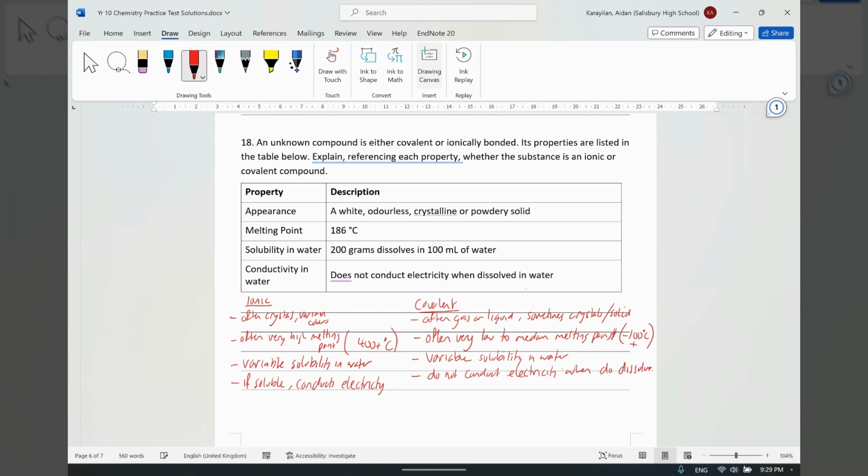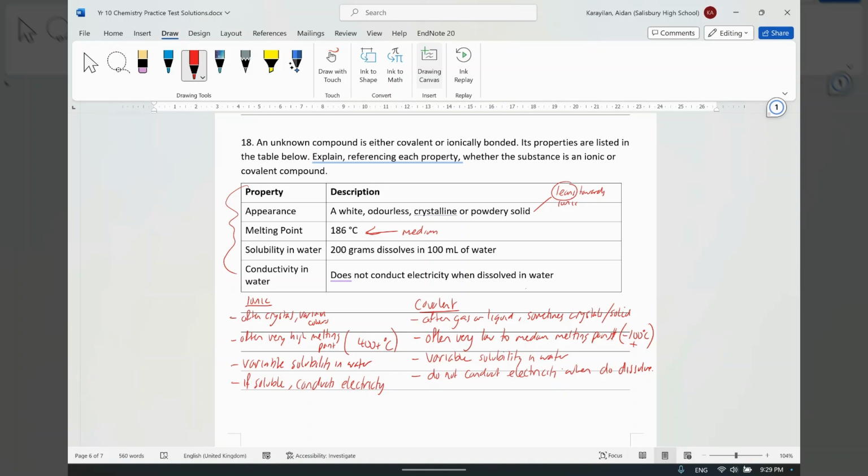So what we need to do is build up a bit of a picture and work out which one of these properties of our substance tells us the most information. So first of all, with regards to the appearance, the fact that it is a solid leans towards ionic. But when I say lean towards it, doesn't mean it is or isn't. It just leans towards it because more ionic substances are solid than covalent. Melting point is medium. So as I said, often ionic substances have really high melting points. Covalent often have really low. So this one's in medium.